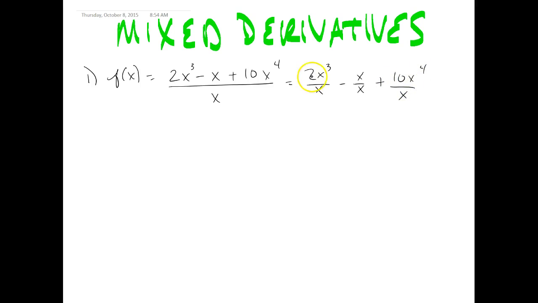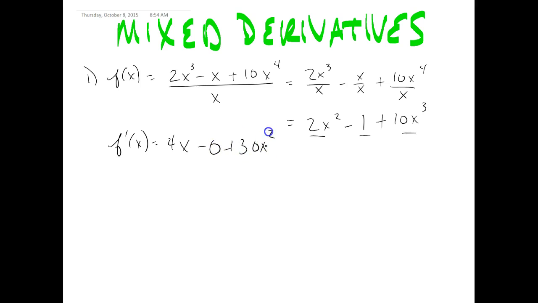So if I were to split this up and then reduce, this new function becomes 2x squared minus 1 plus 10x to the third. This is going to be so much easier than doing a quotient rule. Now when you want to do the derivative, you're just going to power rule each term all the way across. So it'll become 4x minus 0 plus 30x squared, and to clean that up, I'll just write it like this. Okay, so much easier than a quotient rule.